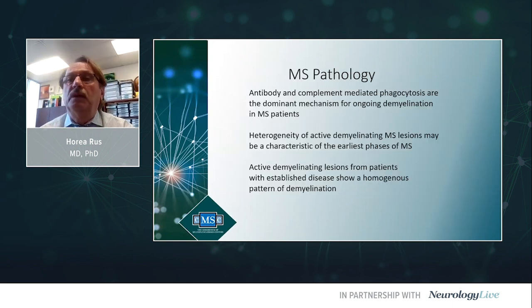To conclude about MS pathology, antibody and complement are important in mediating phagocytosis of myelin, and this is the dominant mechanism of demyelination in MS. The heterogeneity of active demyelinating lesions is characteristic of the earliest phases of MS, and active demyelinating lesions in MS patients in established disease show more of a homogeneous pattern of demyelination.